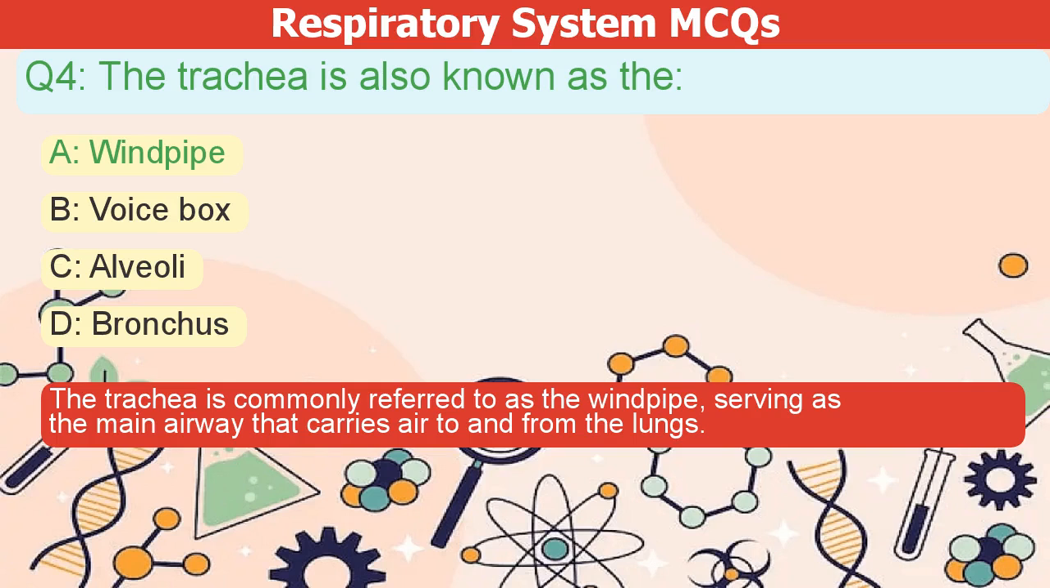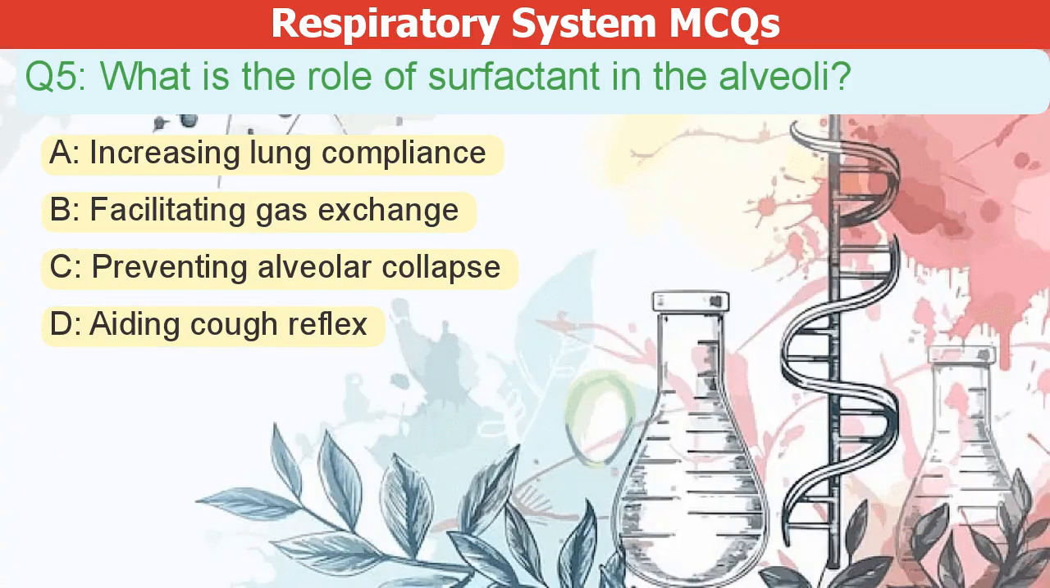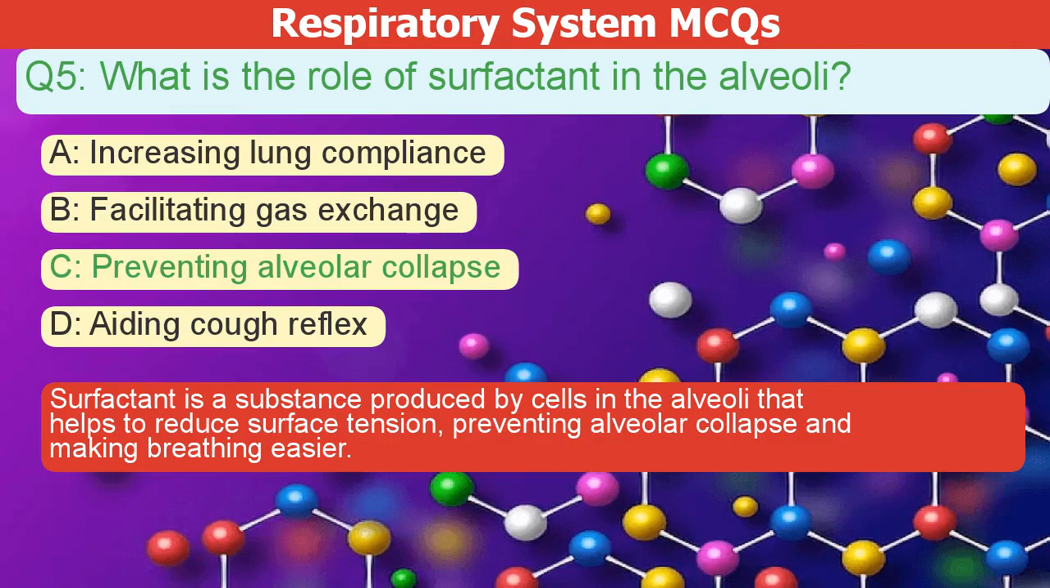What is the role of surfactant in the alveoli? A. Increasing lung compliance. B. Facilitating gas exchange. C. Preventing alveolar collapse. D. Aiding cough reflex. The correct answer is C. Surfactant is a substance produced by cells in the alveoli that helps to reduce surface tension, preventing alveolar collapse and making breathing easier.